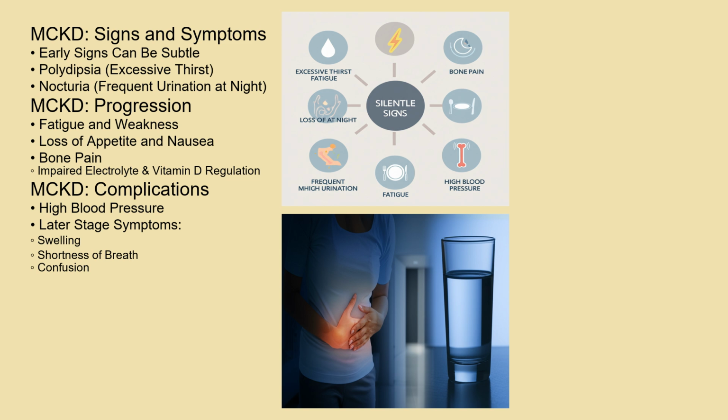The signs and symptoms of MCKD can be subtle initially. Common early symptoms include excessive thirst, polydipsia, and frequent urination, especially at night, nocturia. As the disease progresses, individuals may experience fatigue, weakness, loss of appetite, nausea, and bone pain due to the kidney's impaired ability to regulate electrolytes and vitamin D. High blood pressure is also a common finding. In later stages, symptoms of kidney failure such as swelling, shortness of breath, and confusion may develop.